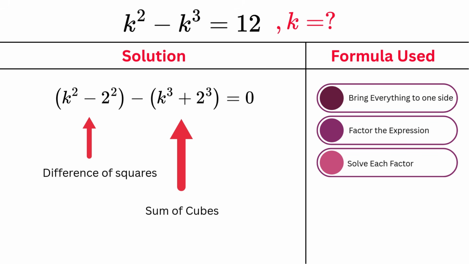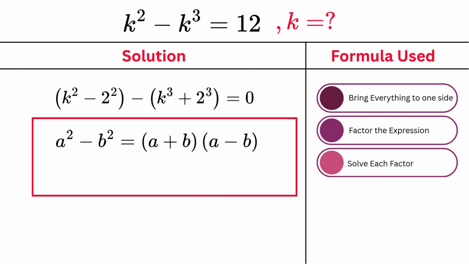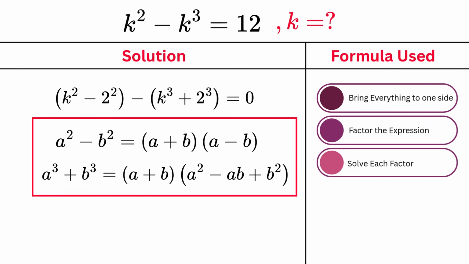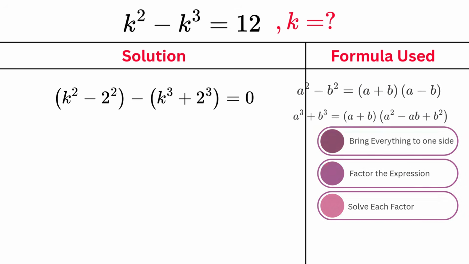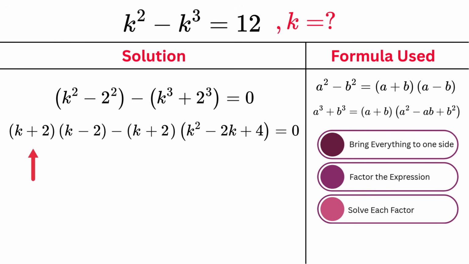cubes. Using the formulas, a squared minus b squared equals a plus b times a minus b, and a cubed plus b cubed equals a plus b times a squared minus ab plus b squared, we get k plus 2 times k minus 2 minus k plus 2 times k squared minus 2k plus 4 equals 0.